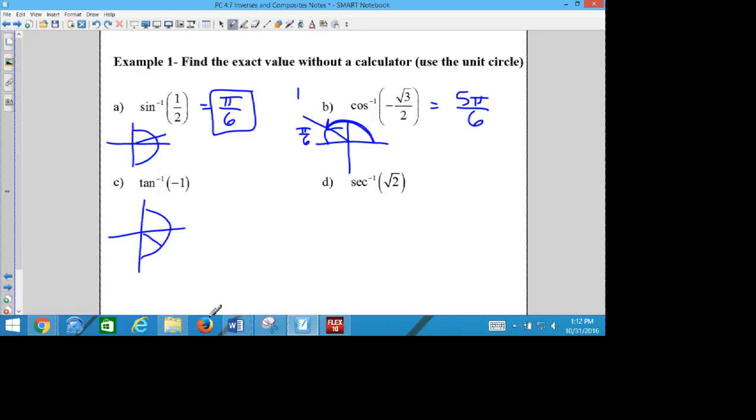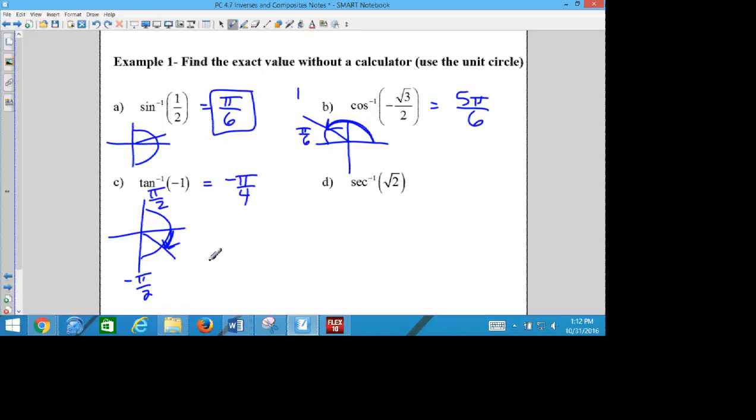But we need it down here to be negative. 7 pi over 4 does not fit within the restrictions. So it's got to be negative pi over 4. Remember, the restrictions for tangent go from negative pi over 2 to positive pi over 2. So 7 pi over 4 is that same place, but we have to give the negative pi over 4 answer instead.